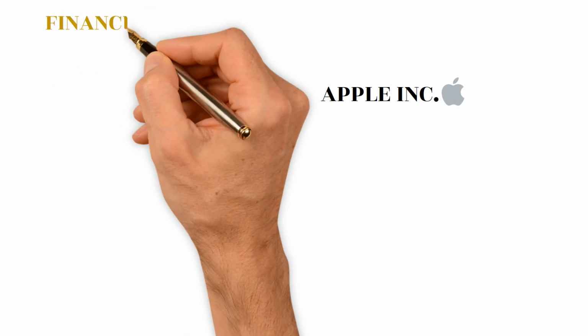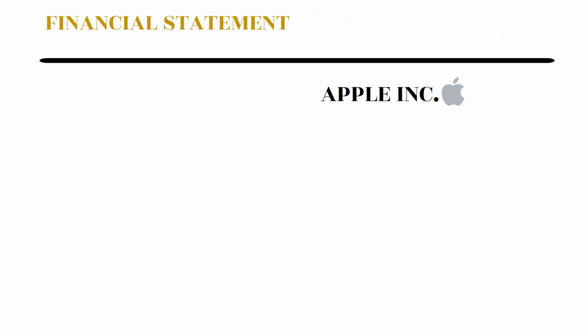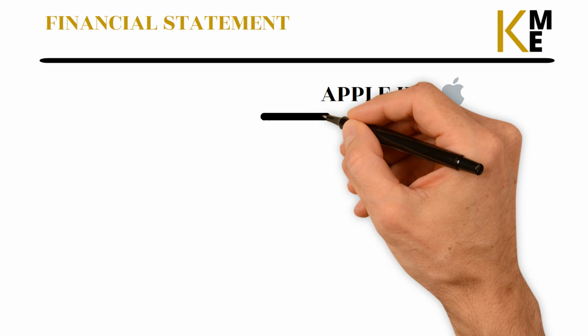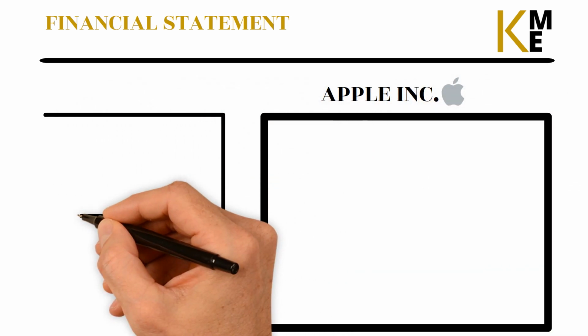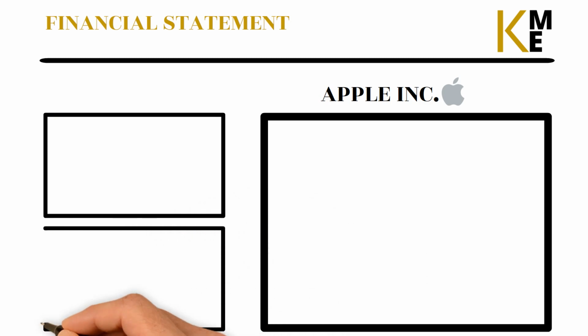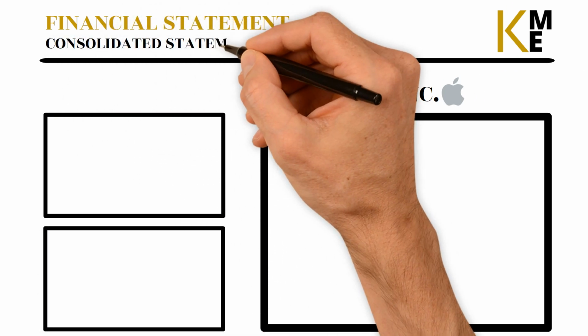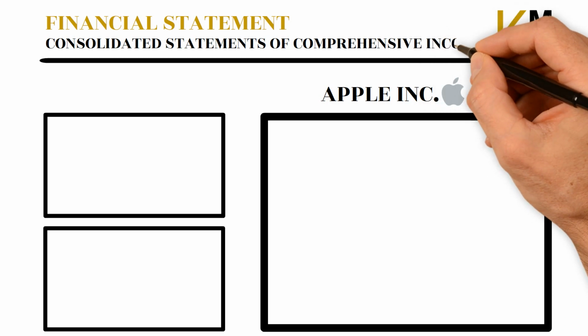The following video is part of a series regarding the interpretation of Apple's financial statement. Since this is the second video concerning the income statement, make sure to watch the first part before. This part will cover the rest of Apple's income statement, the consolidated statements of comprehensive income.